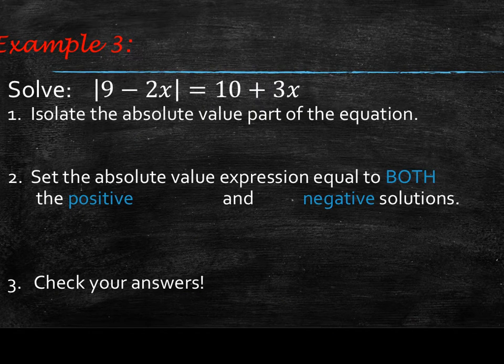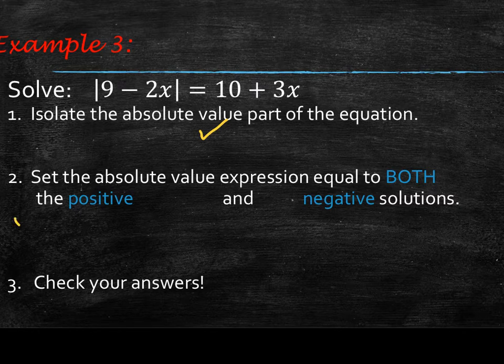Okay, on this next one, the first step is to isolate the absolute value, and you can see that on the left side of the equation it is by itself, so we do not need to worry about doing anything with that. Then it says to set it equal to both the positive and negative. Okay, well here's what's going to happen.